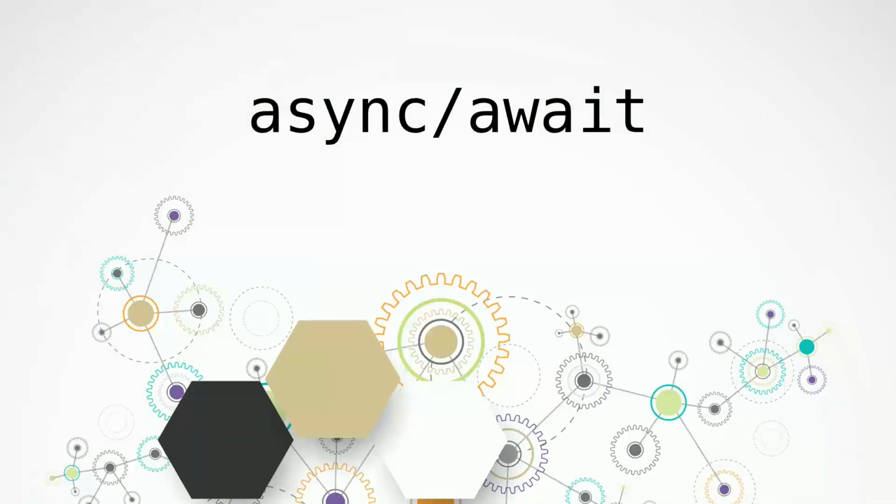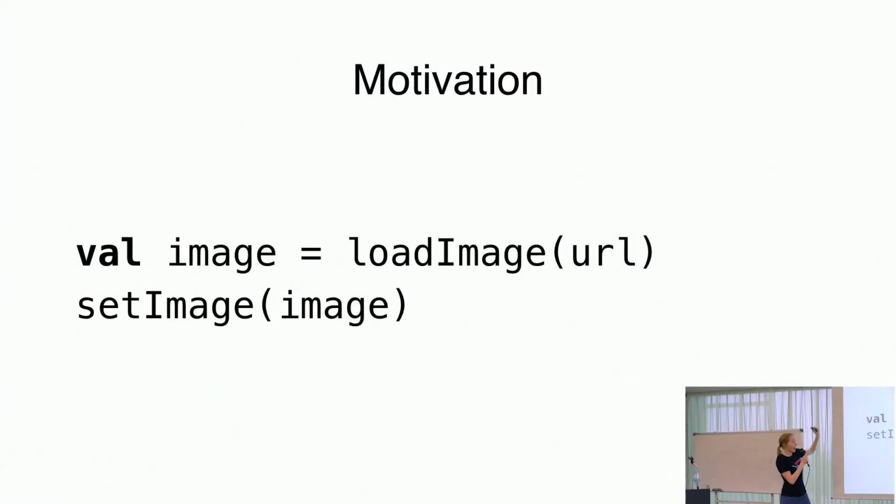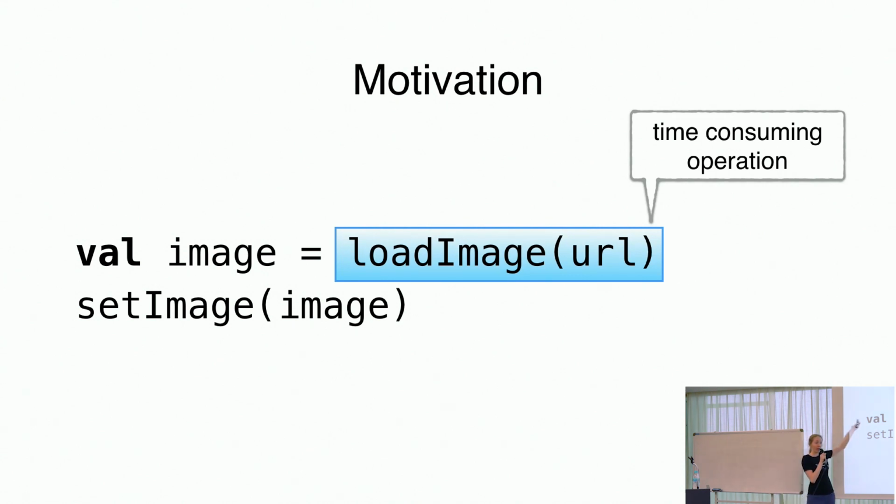At first, what is our motivation? Let's say we have a time-consuming operation and we try to do it from the main thread. You know it is forbidden. It won't work because it can block the user, and modern applications, modern systems don't even allow you to write and run such code. You'll get exceptions. How can we solve this?